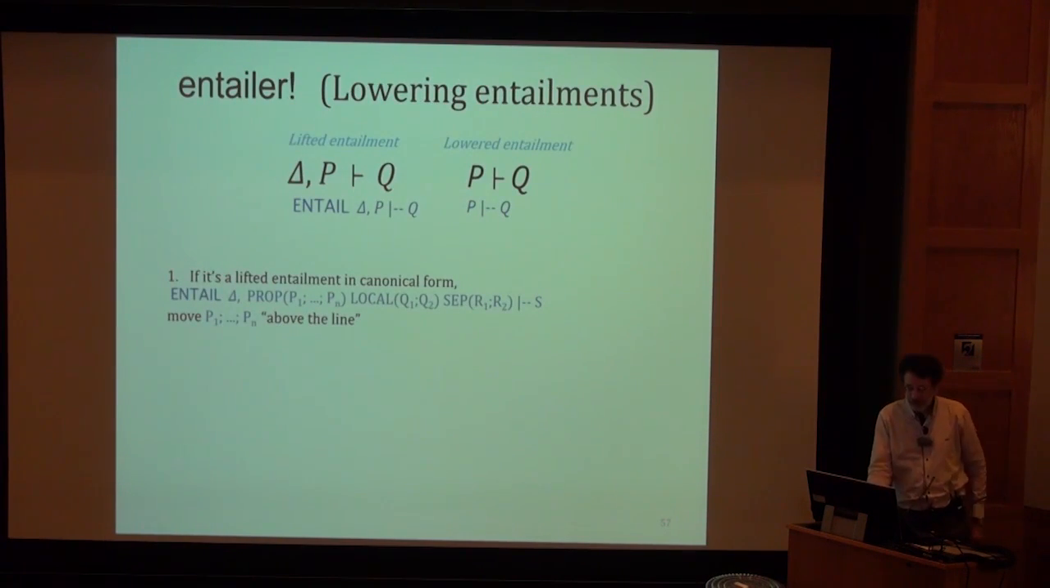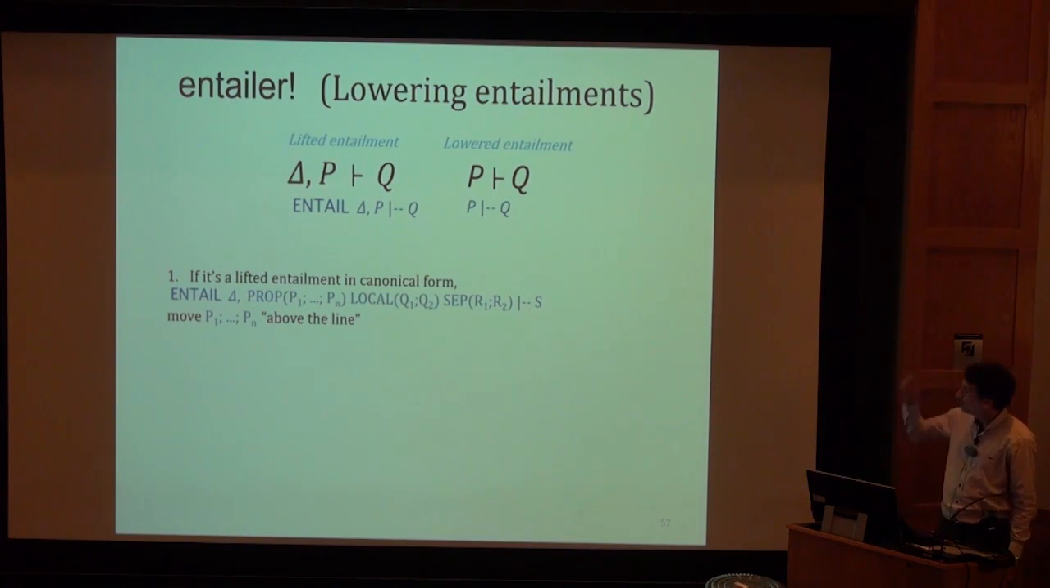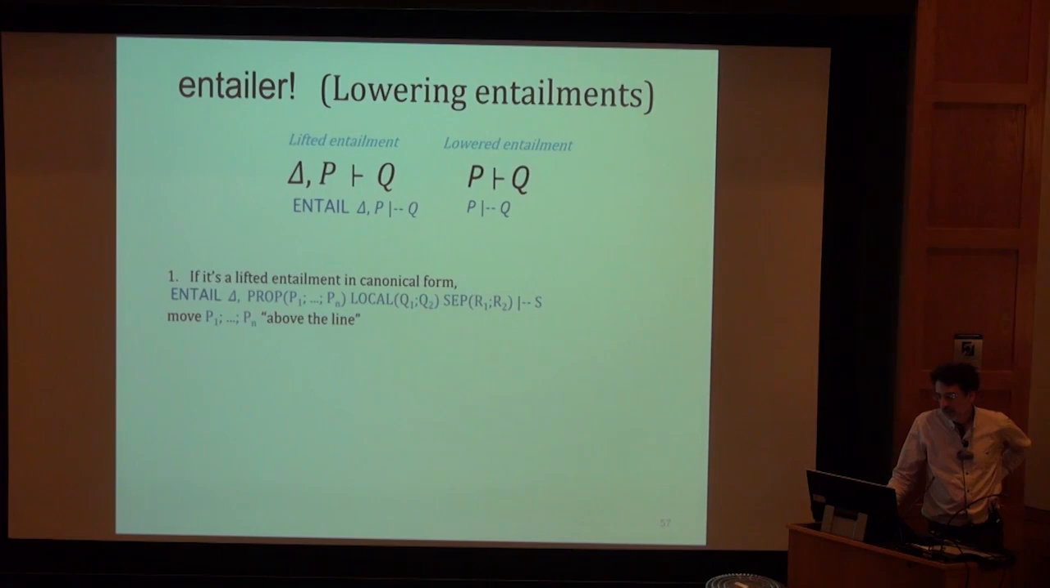Now let's talk about the entailer, right? The entailer is supposed to simplify entailments, solving the parts that it can and leaving a residue for the user. So the first thing it has to do is take your lifted entailment and produce a lowered entailment. So suppose your entailment is a lifted entailment. In the left-hand side, we have all these pure propositions. So you can move them directly above the line, right? It's assumed that in the pre-state, these mathematical facts are true. And these facts are independent of the pre-state, so we just move them above the line.